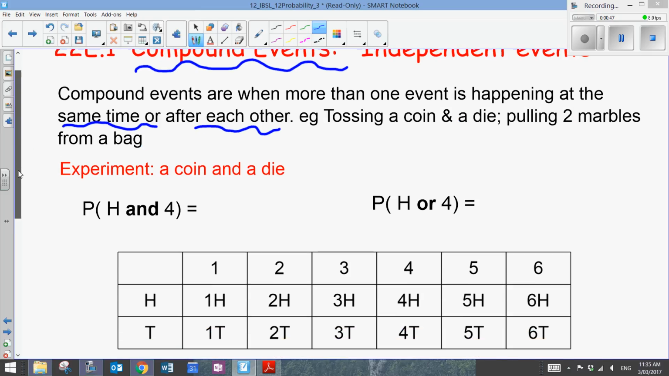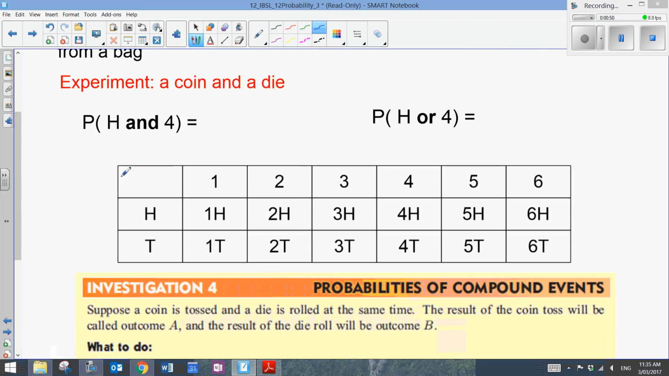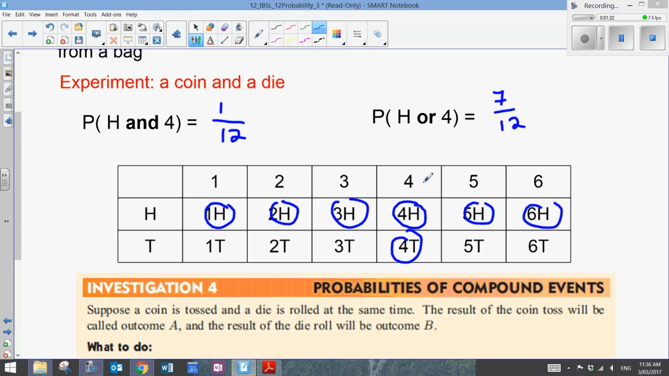For this first experiment, we're going to look at a coin and a die, and we're laying it out in a table. So we have the outcomes for heads or tails and the outcomes for the die, 1 through 6. Reading this table, the probability of a head and a 4 is only going to happen once out of all 12 in our sample space. But a head or a 4 would mean I need to include all of these possibilities of getting a head, and we also have a 4 with a tail. So that's actually 7 possibilities out of 12 total.